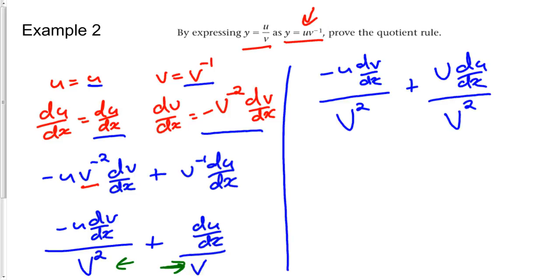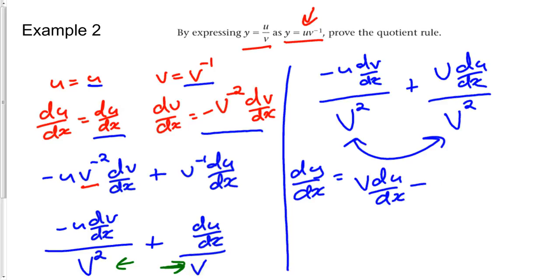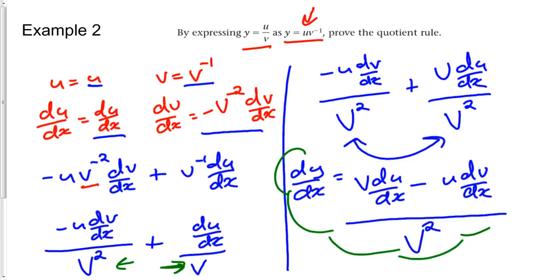If we add those two together, we get dy by dx equal, and if we swap them the other way around, we get v du by dx minus u dv by dx all over v squared. So that is the quotient rule. You don't necessarily need to memorize it because it is in your formula booklets, the pink formula booklets you get in your exam, but this way is far easier to remember than the other way.